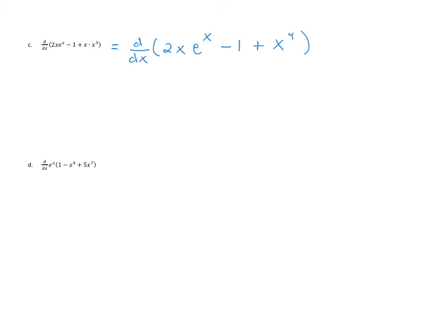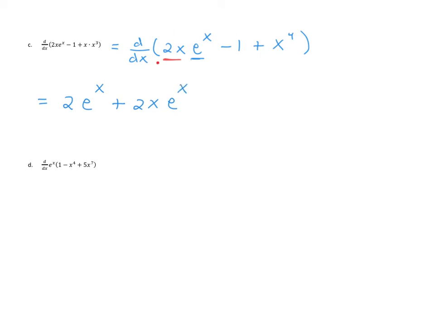I'll note that for the first piece, I have a product of two functions, so I'm going to use the product rule. If I take the derivative of the first, I get 2. If I leave the second thing alone, that is e to the x. I then add on. Now I leave the first function alone, which is 2x, and I multiply by the derivative of the second, which is e to the x.